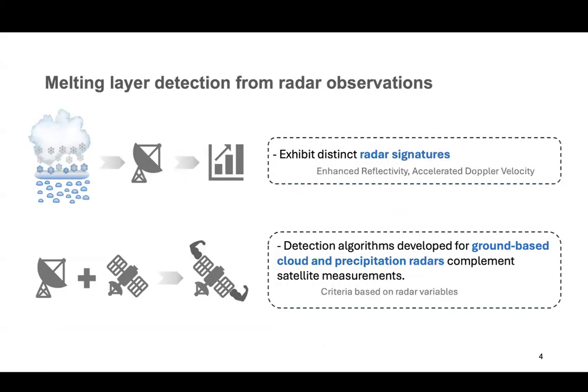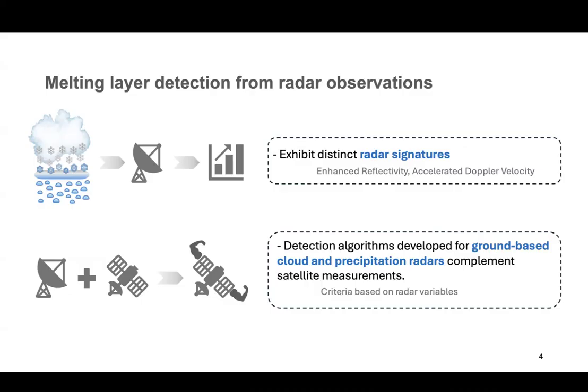So the melting layers have been long observed and monitored by radar observations. This is because the melting process itself would exhibit distinct radar signatures. For example, the enhanced reflectivity, since partially melted snowflakes are more reflective, and accelerated Doppler velocity towards the surface, since raindrops generally fall faster than the snowflakes.